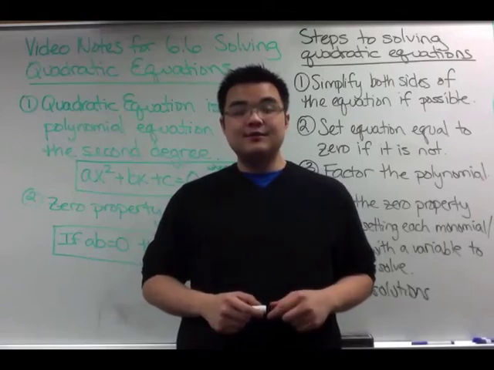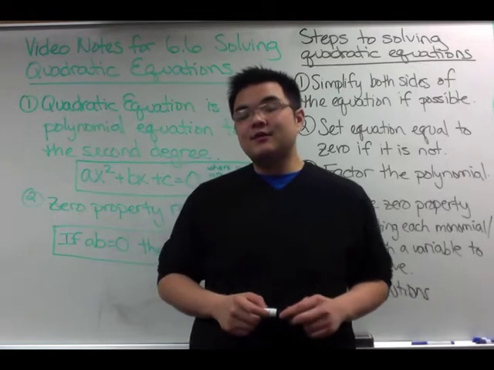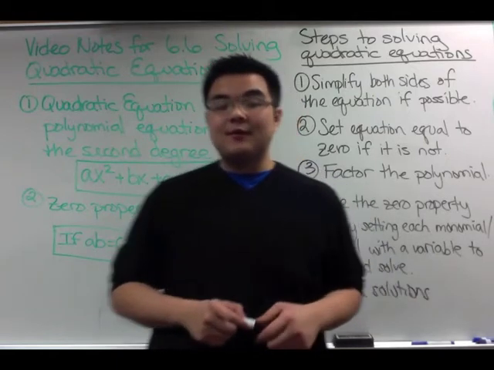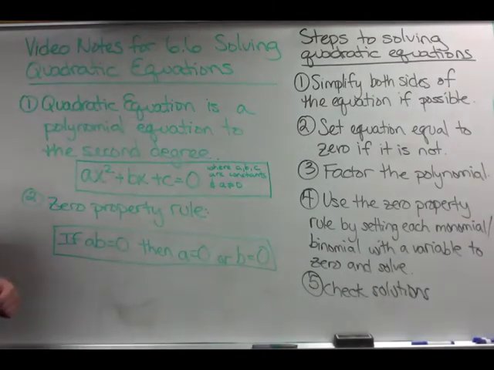These are the video notes for 6.6 solving quadratic equations. In order to solve a quadratic equation, we need to define what a quadratic equation is. A quadratic equation is a polynomial equation to the second degree. We have the form ax squared plus bx plus c equals 0, where a, b, and c are constants and a does not equal 0.